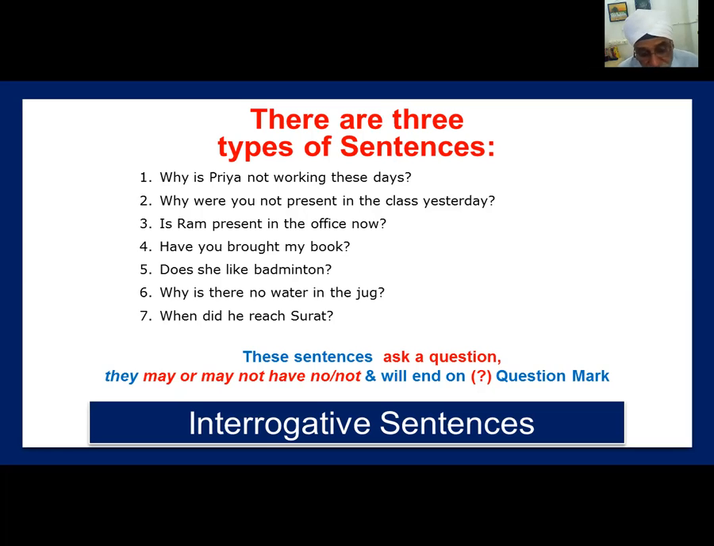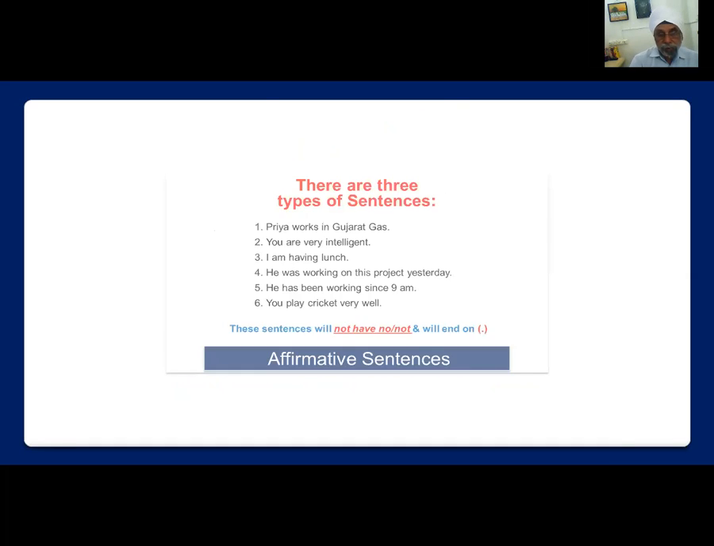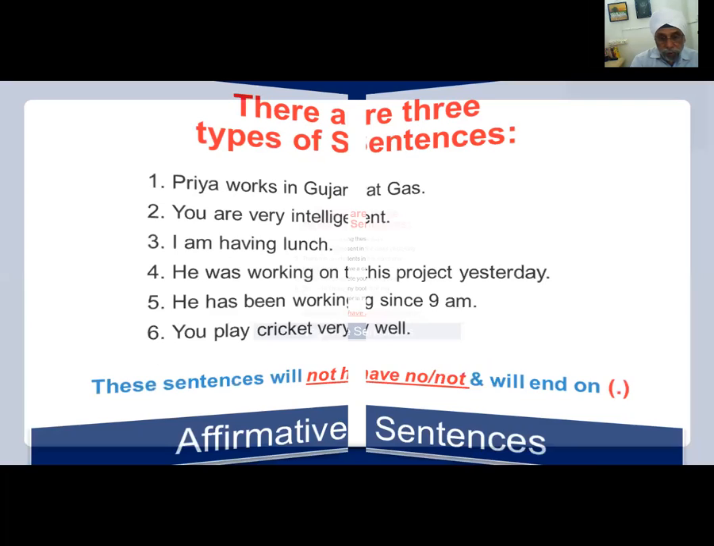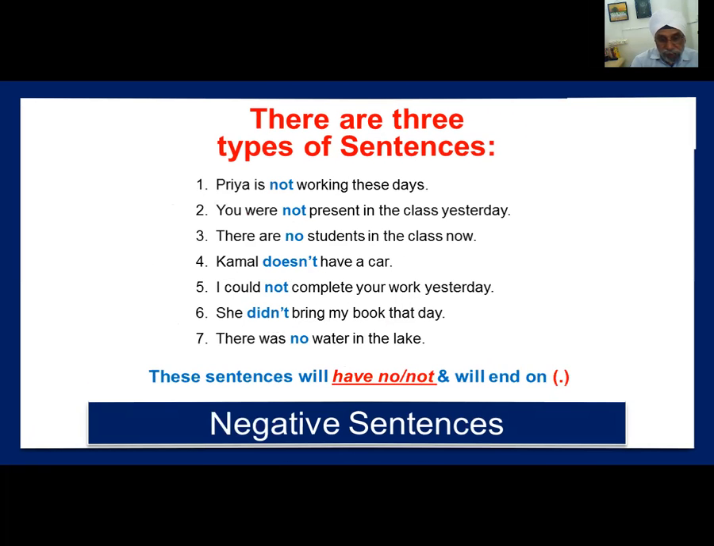So three things which an interrogative sentence does. One, it asks a question. Two, it may or may not have the word no or not. And third, it will end on a question mark. So we have affirmative sentences, we have negative sentences.